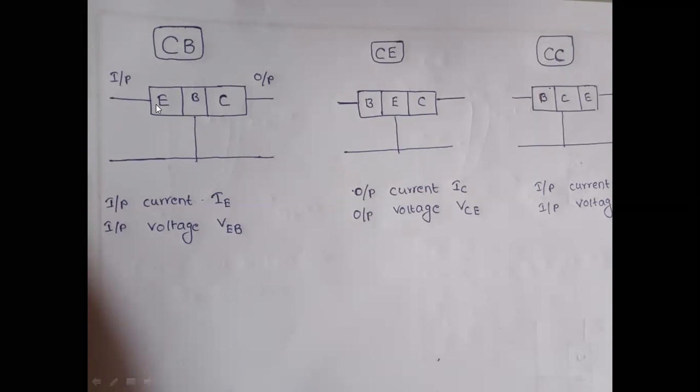Here what is the input terminal? E. So the input current is IE. Here what is the output terminal? C. So the output current is IC. In the same way, input voltage is VEB. Now coming to the common emitter, input terminal is B, output terminal is C. So output current is IC, output voltage is VCE.